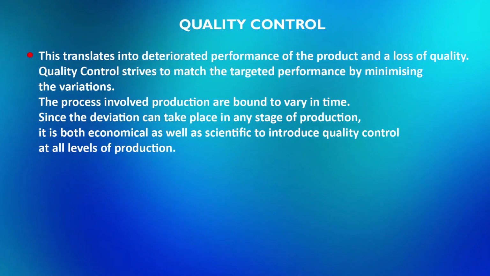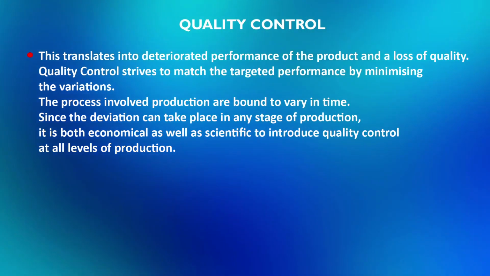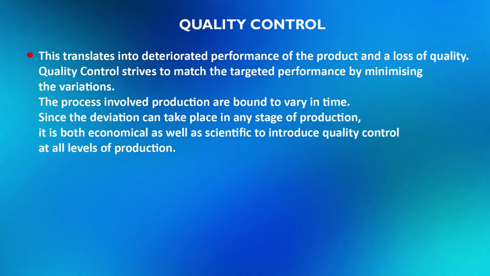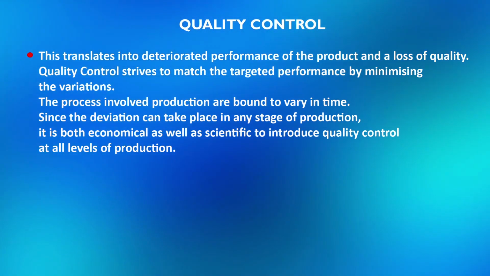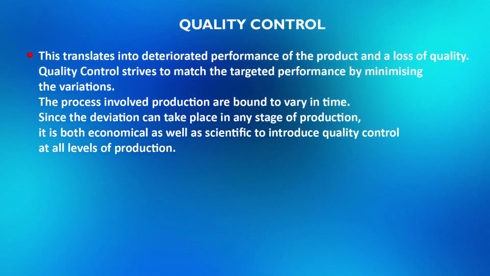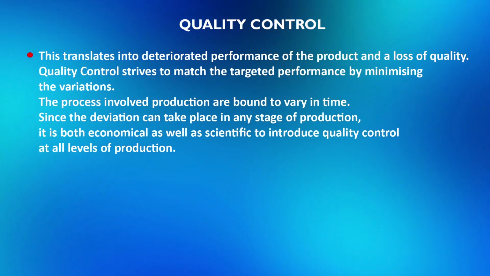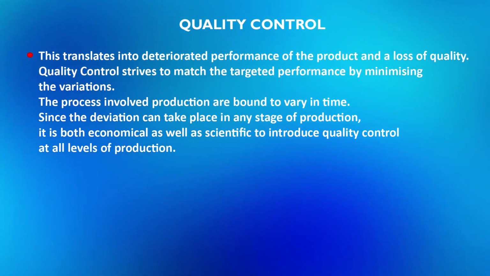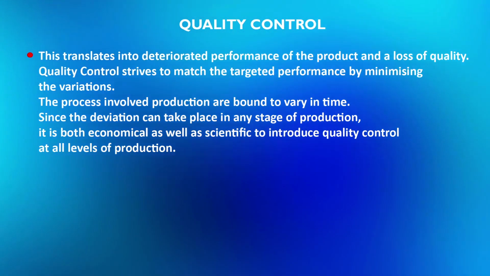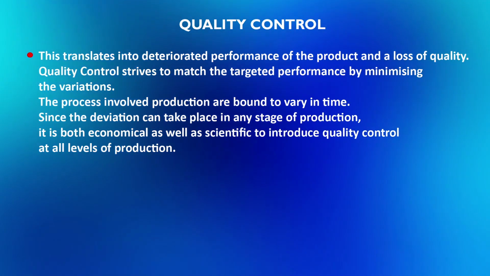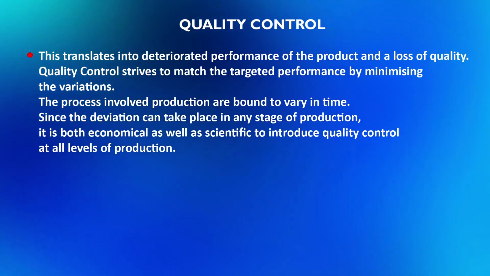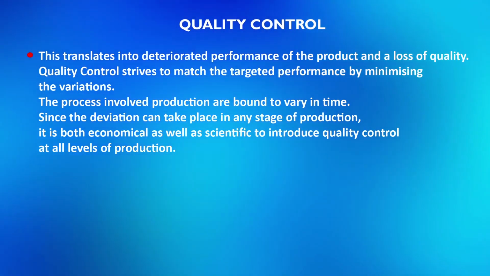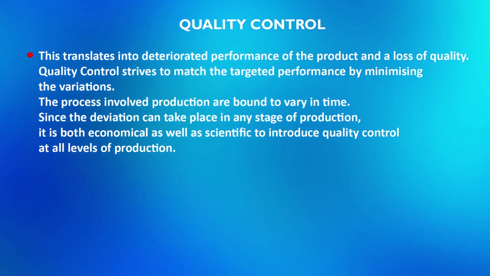Variation translates into deteriorated performance of the product and a loss of quality. Quality control strives to match the targeted performance by minimizing the variations. The processes involved in production are bound to vary in time, since the deviation can take place at any stage of production. It is both economical as well as scientific to introduce quality control at all levels of production.